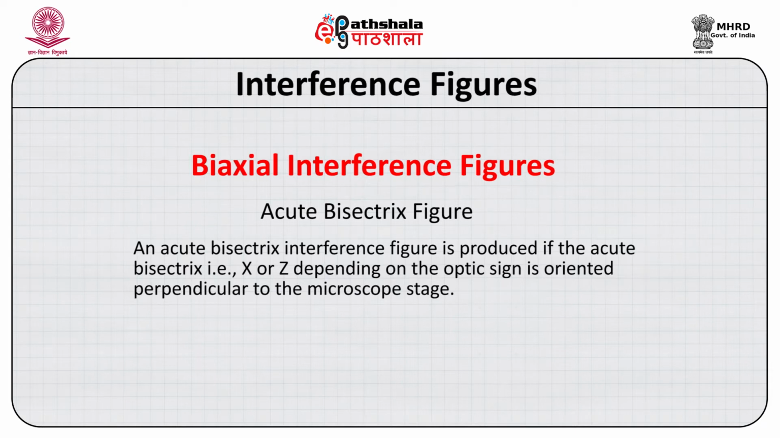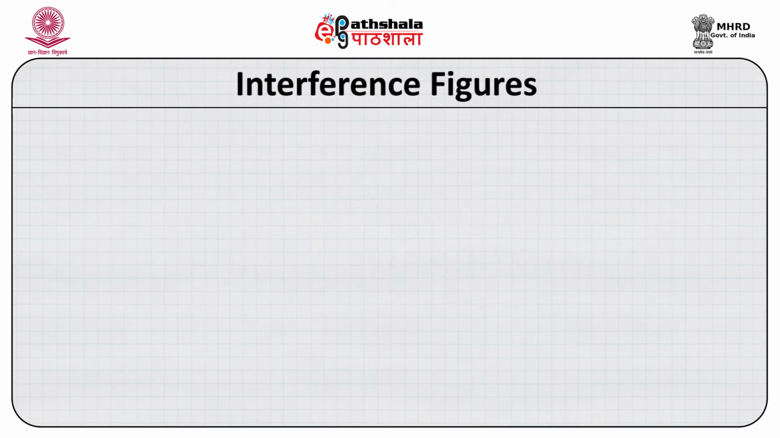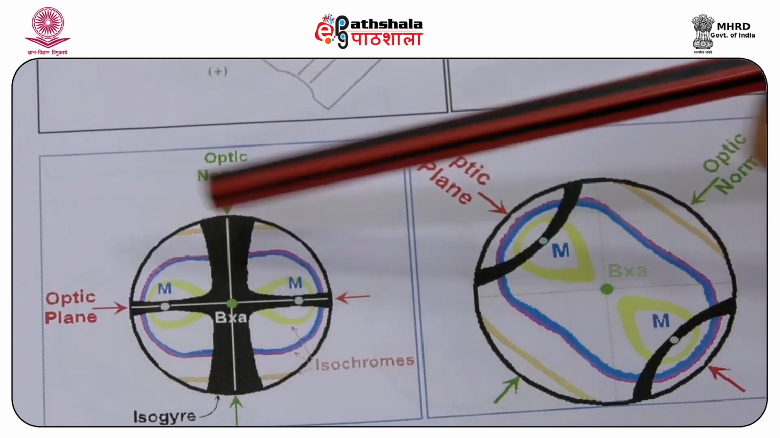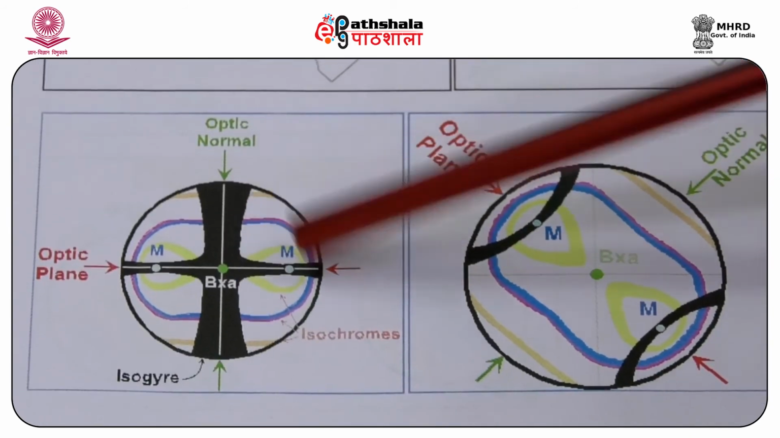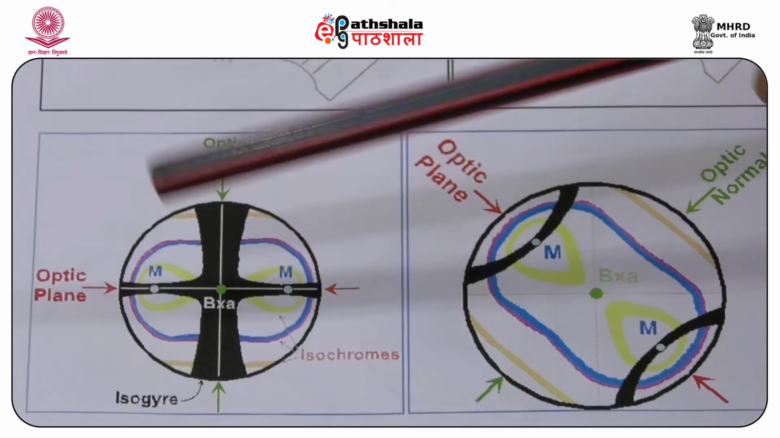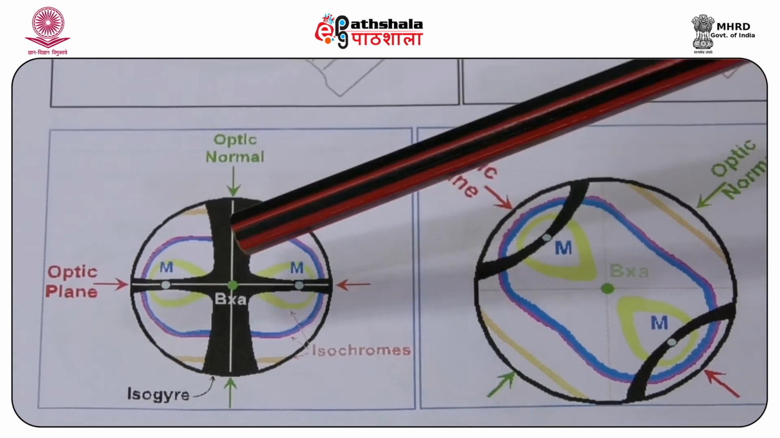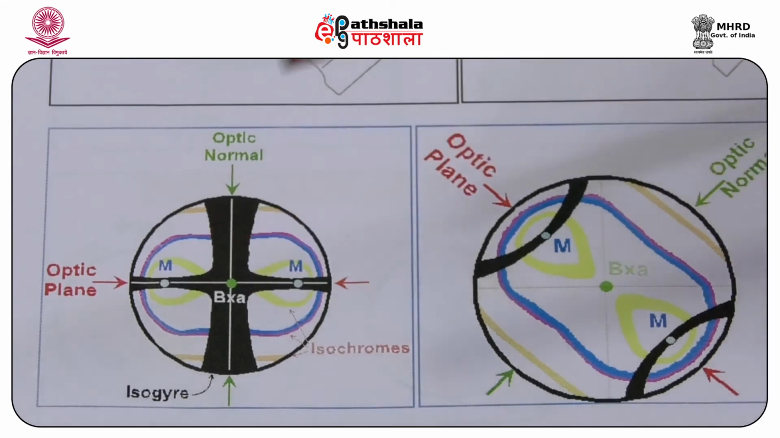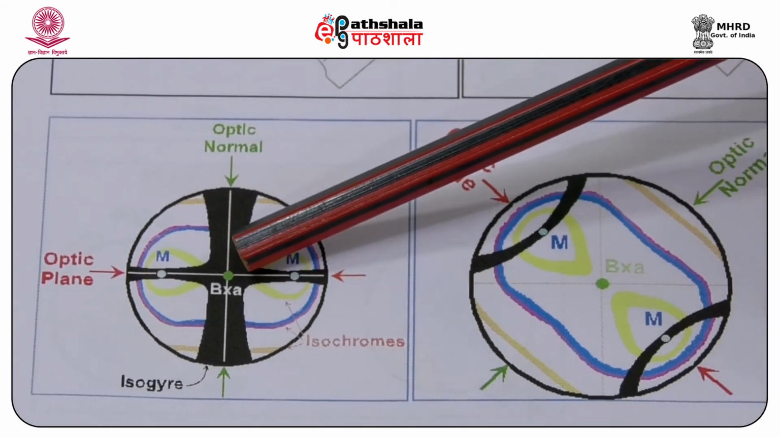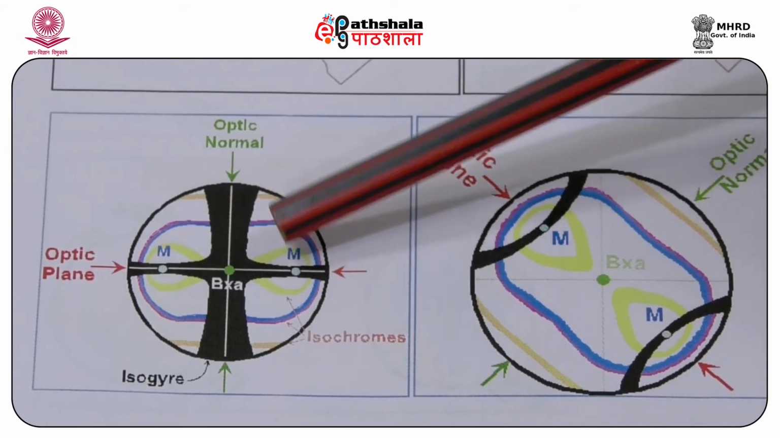the melatopes, that is the points of emergence of the optic axes, can be seen here in the diagram. The melatopes are here, we have the isogyres here, and these are the isochromatic colored rings which we call isochromes. This is the direction of the optic normal. Here we have the optic plane, and we have a vertical acute bisectrix which is perpendicular to the plane of the diagram which we are observing.